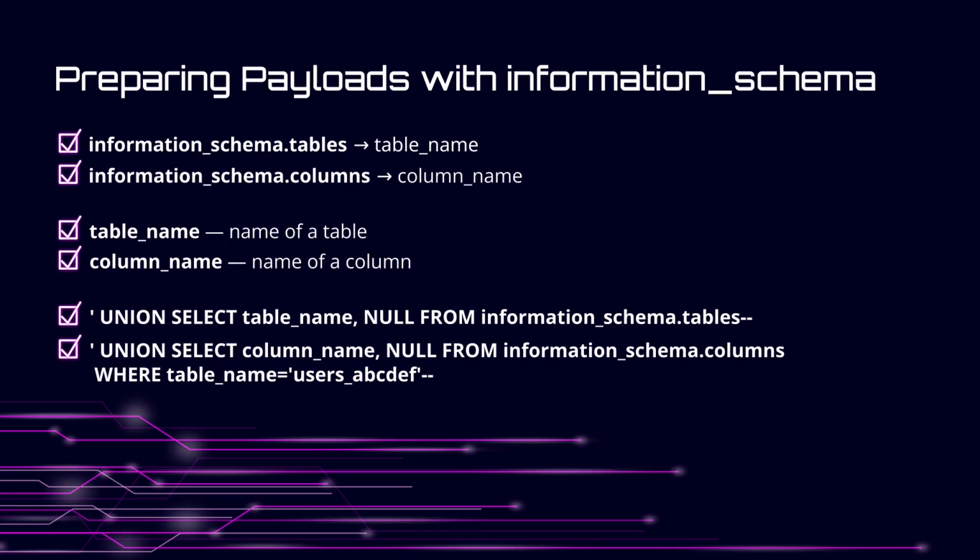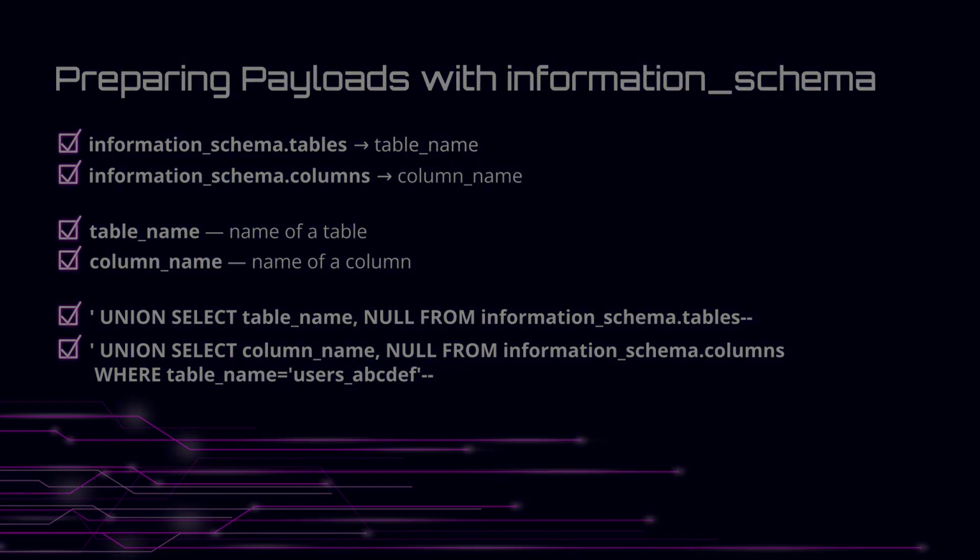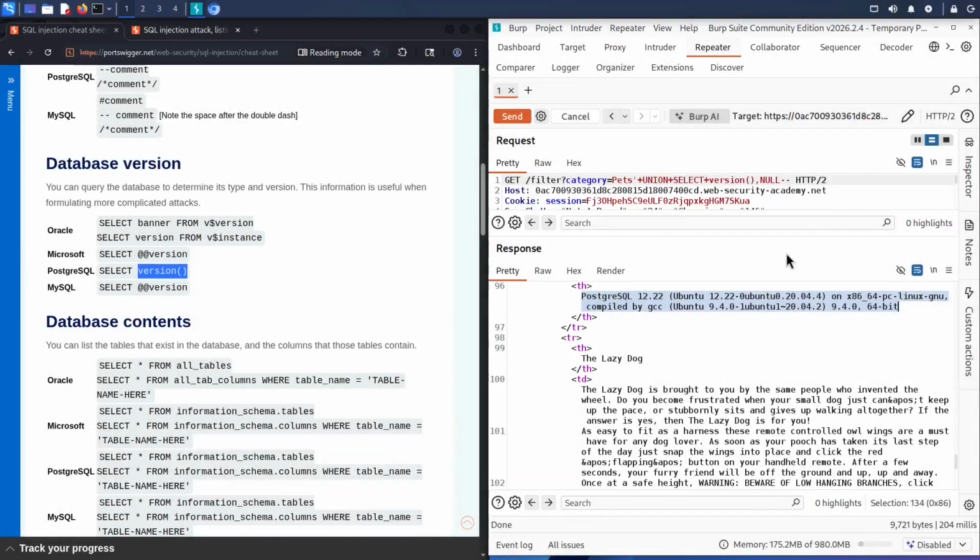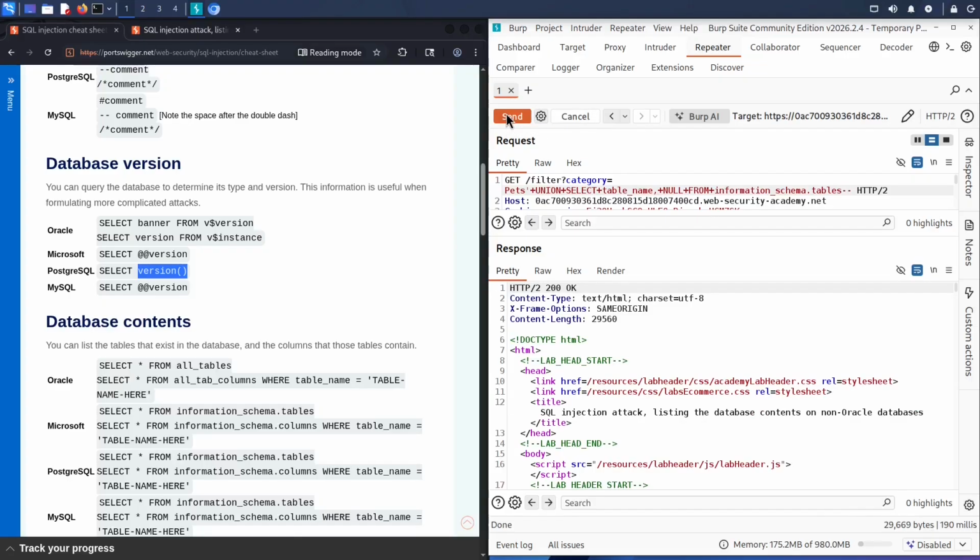Now, let's return to testing the application and start applying these payloads in practice. I'll start by modifying the payload to enumerate the table names. Single quote, union select table_name, null from information_schema.tables, double dash. I send the request and receive a 200 OK response, indicating that the query executed successfully.